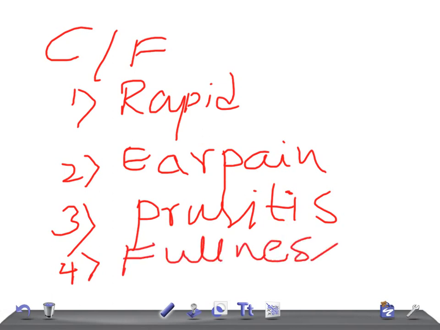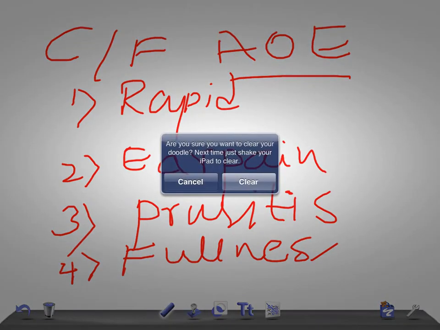Okay, so the clinical features of AOE are rapid onset within days. He will not have the complaint since months. He will have complaints only since days, 2 to 3 days. Okay, he will have ear pain. Ear pain in infants will be excessive crying, feeding problems, pulling up the ears. Okay, and pruritus could be there, and fullness could be there. So these are really very important clinical features you should remember.